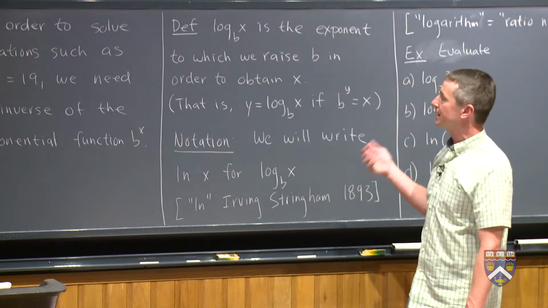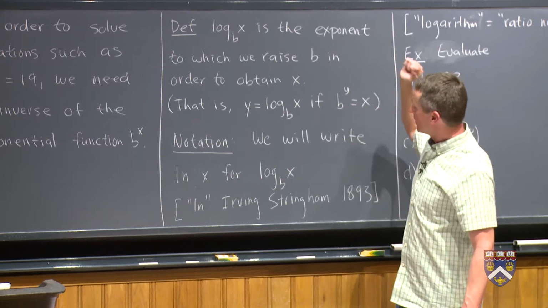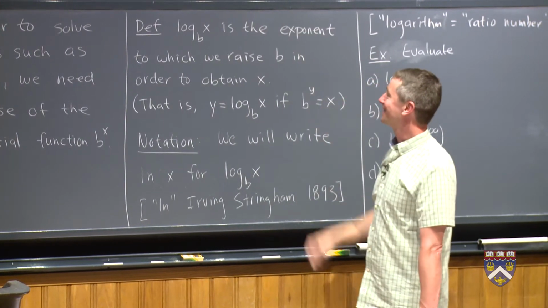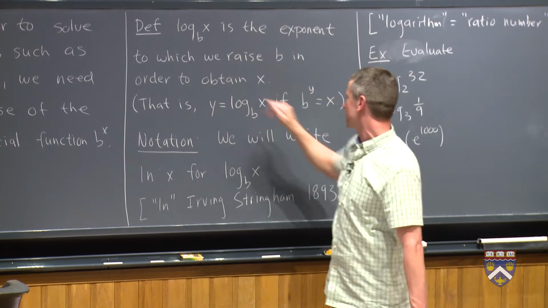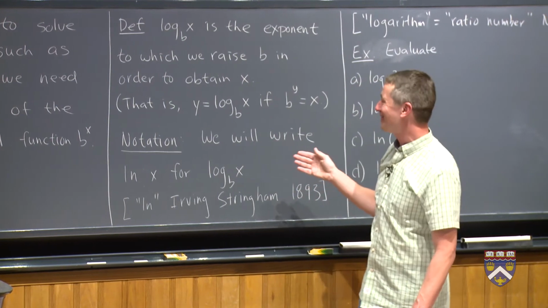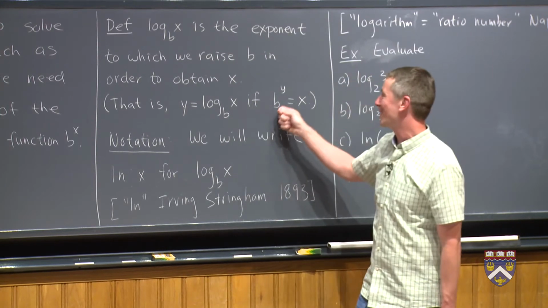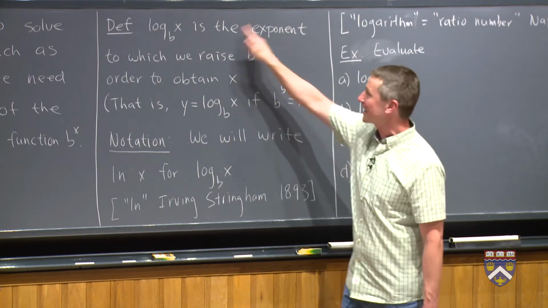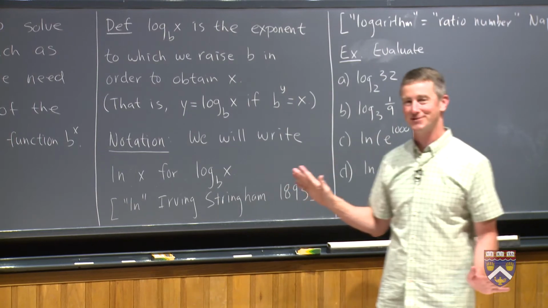So normally for an exponential function, we get an output. In this case, this x that's being put into the log function is the output of the exponential function. So that was a not very coherent way of saying this. That is, y equals log base b of x if we have b raised to the y equals x. In other words, this exponent y is the exponent to which I raise b in order to get x. Okay, you can pause for a second and think about that.